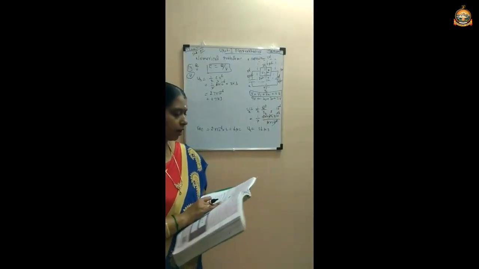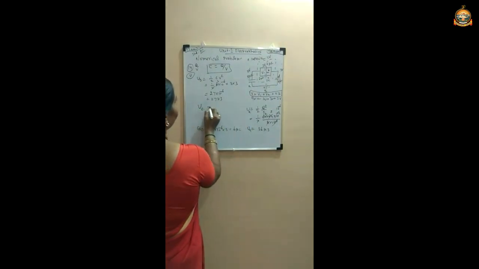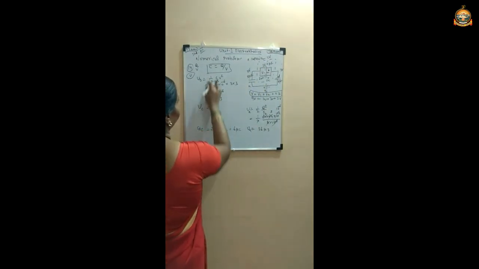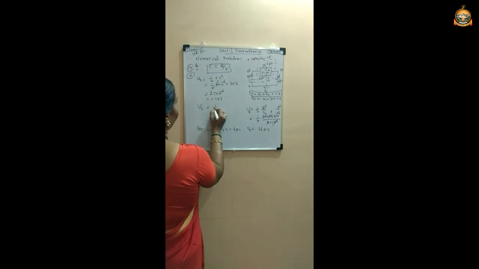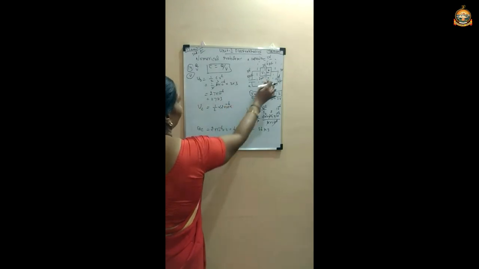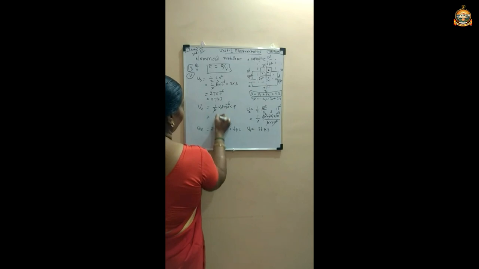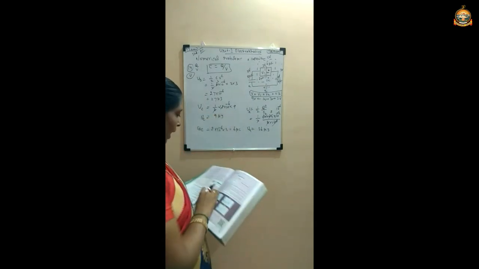Next we find out U_C, the energy stored in capacitor C. This is also a parallel combination. With the same formula, 1 by 2 into C. C is 2 microfarad, 2 into 10 to the power of minus 6, into what is V? 3 squared, again 9. The 2 cancels, so that is 9 microjoules. That is, U_C is 9 microjoules.